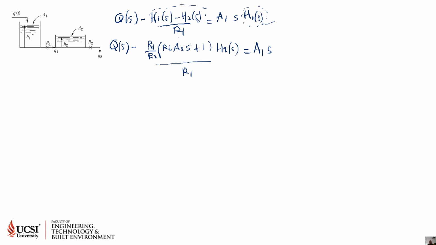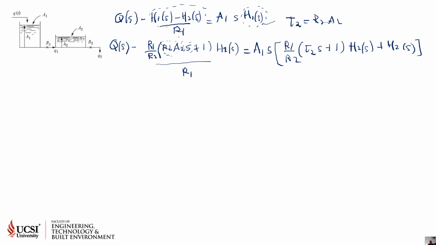Then we look again at equation 3. H1S is equals to R1 over R2 tau 2S plus 1 H2S plus H2S. This is the equation when we substitute. Okay, and we also have defined that tau 2 is R2A2. So for this term, we can write it as tau 2. So I just rewrite this again and cancel where it's necessary.